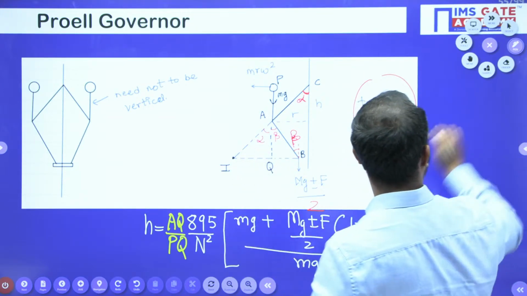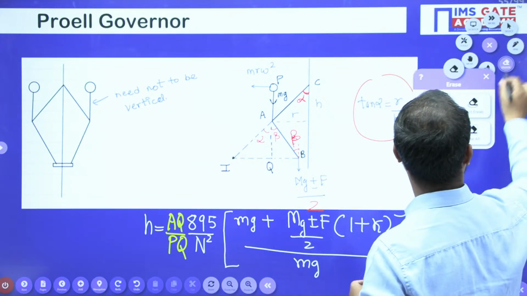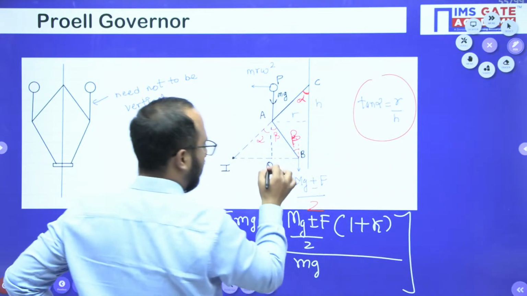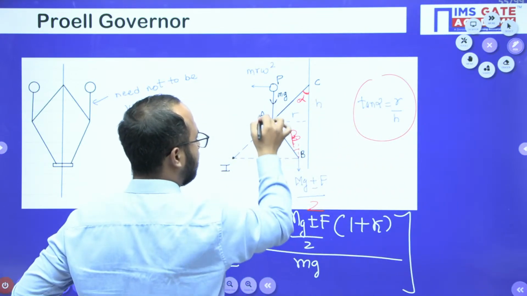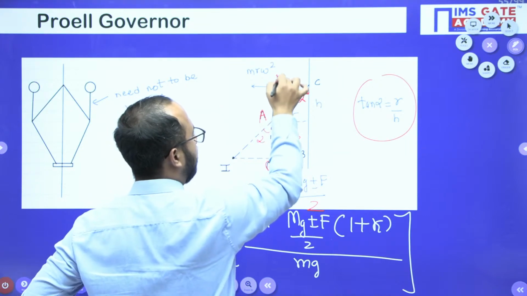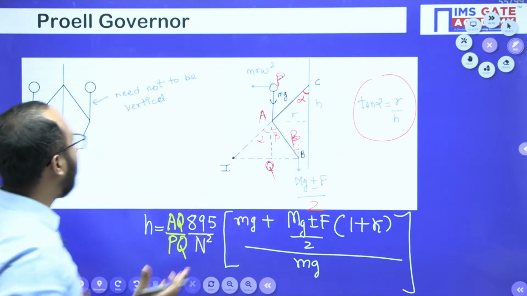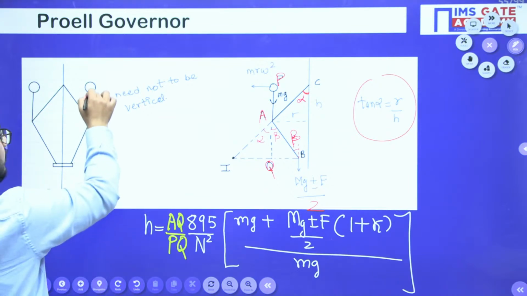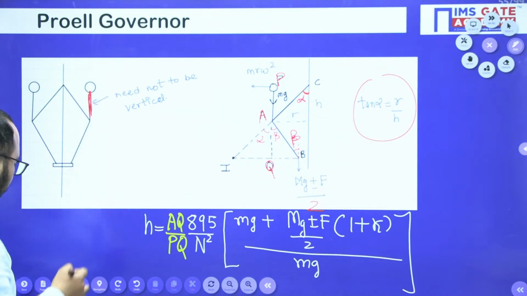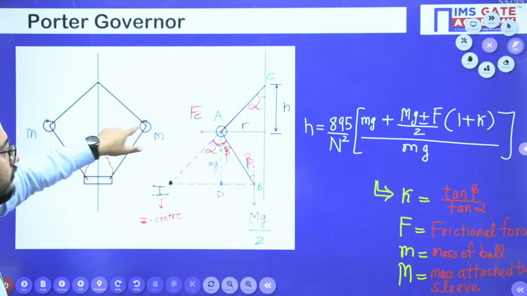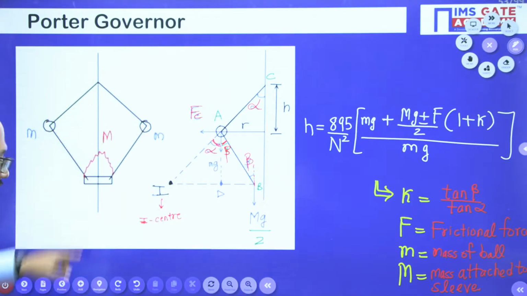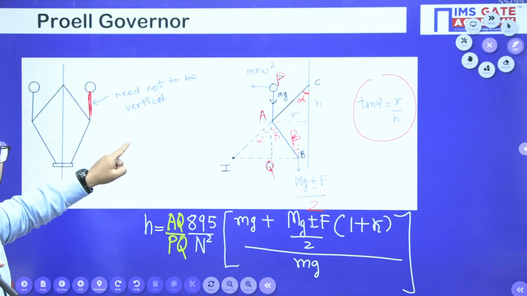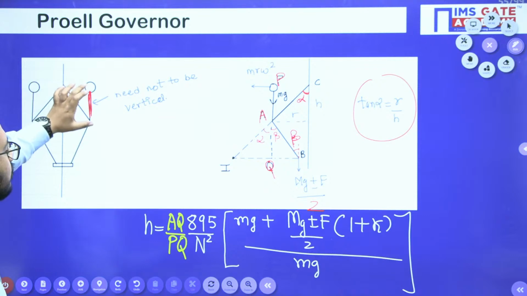See, in the diagram here, I hope it is visible to everybody, right? In the diagram, this is the point Q we are having, this is the point A we are having, and this is the point P we are having. In the proell governor, there is the extension of the arms here. This is the extension of the arm. But if you observe the previous cases, the Watt as well as the Porter governor, there is no extension of the arms, but in the proell governor, extension of the arm is there.